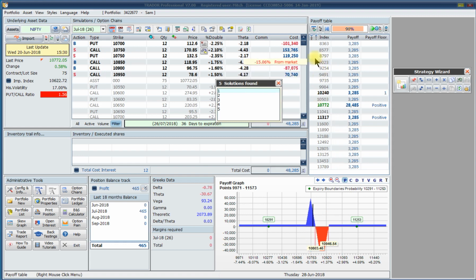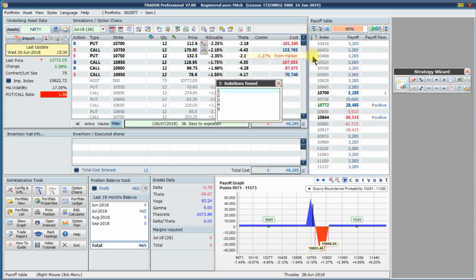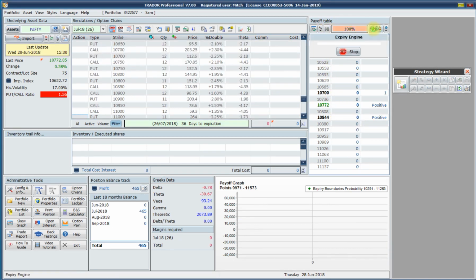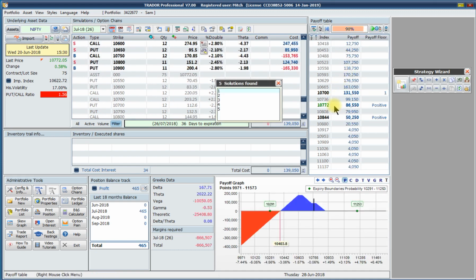So I'll need to decrease index gaps, making an index zoom resolution. Since the indexes were changed, having the payoff floor at index 10,844 doesn't match the payoff amount anymore. I'll initialize the seek pie to start from scratch and activate the seek engine again. All solutions found match definitions.